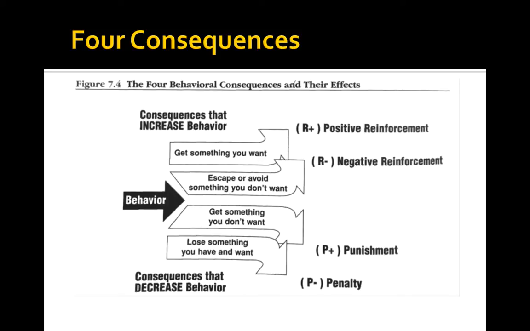Positive and negative punishment, and punishment is also sometimes called penalty for negative punishment, they decrease the likelihood that something will occur again in the future. Okay, so now let's break down reinforcement first. So positive reinforcement means that I'm adding something to the environment to increase the likelihood that the behavior will occur again in the future. Negative reinforcement means I'm taking something away from the environment to increase the likelihood that a behavior will occur again in the future.